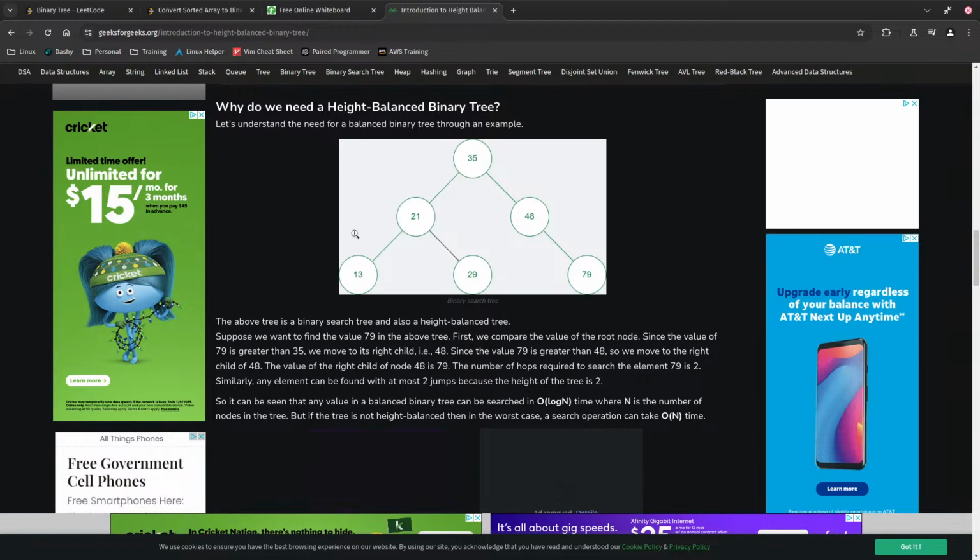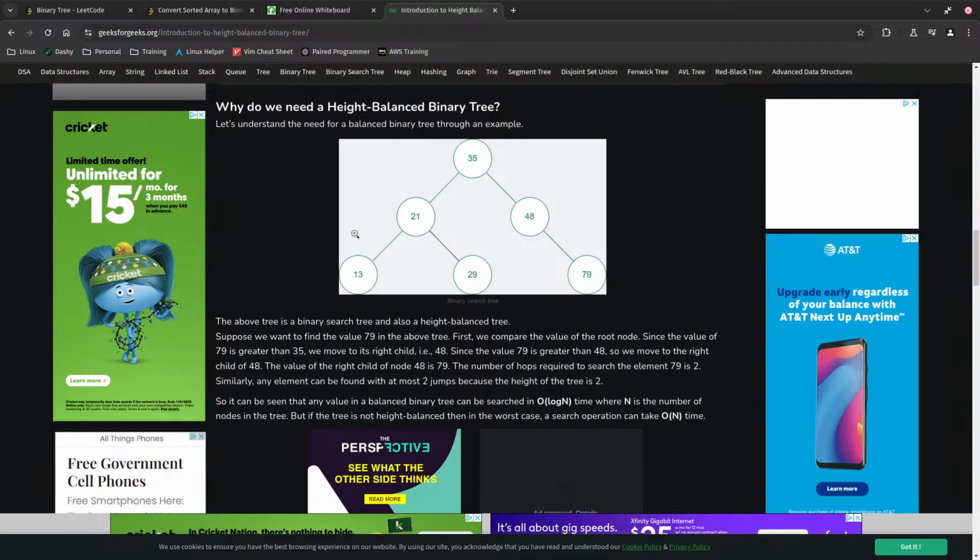Similarly, any element can be found within at most 2 jumps because the height of the tree is 2. So it would be the height minus 1, yeah. So it can be seen that any value in a balanced binary tree can be searched in O(log n) time, where n is the number of nodes in the tree. But if the tree is not height balanced, then the worst case scenario search operation will be O(n).